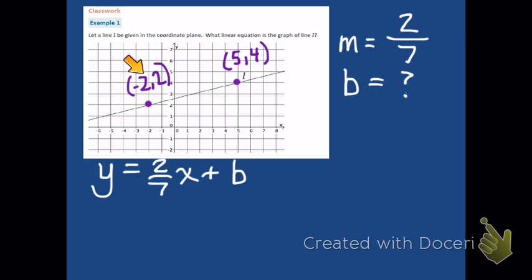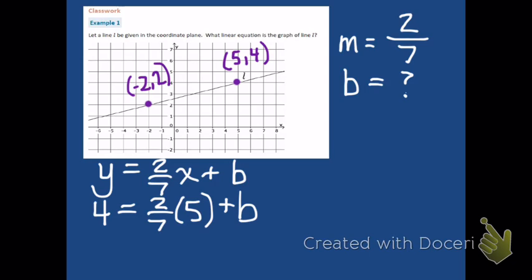And so what I'm going to do is put in for x and y into this equation one of my points, and you can choose either one. I'm going to go ahead and choose (5, 4). So I know that when y is 4, x is 5. So I can put 5 in for x, and then I can solve for b. So now I only have one unknown in this equation, and so I can go ahead and work it out.